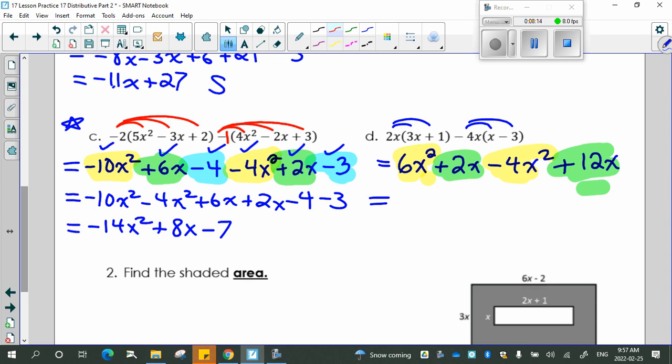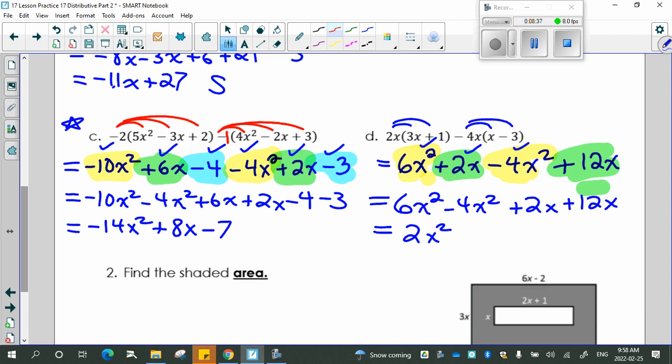And then I just need to line them up in my regrouping step. And then combining them. 6x squared minus 4x squared is 2x squared. Don't write a sign until you know what it is. Positive 2x plus 12x is positive 14x, so I write plus 14x. There always has to be a sign in between every two terms. Okay?